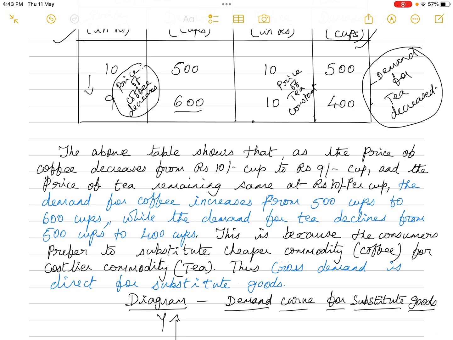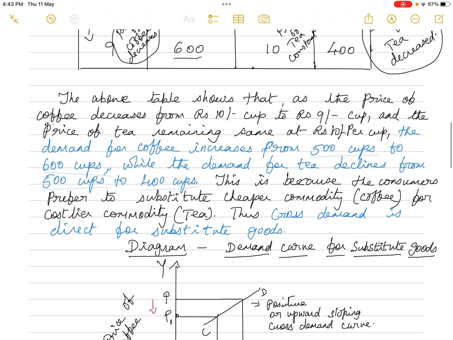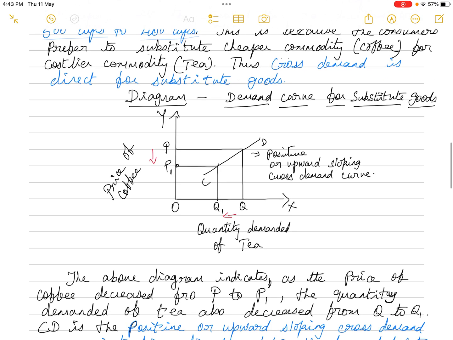Okay, so basically you have to understand the price of coffee has decreased and the demand for tea has also decreased. Okay, so that is the substitute goods. So the same thing you have to explain in the form of a diagram also. So the diagram is the demand curve for substitute goods. What you have to represent, you have to take only two things. On the X-axis we are representing the quantity demanded of tea, and on the Y-axis we are representing the price of coffee.